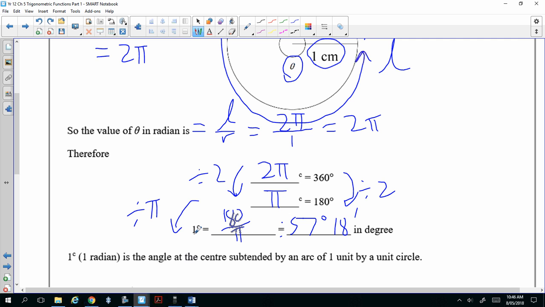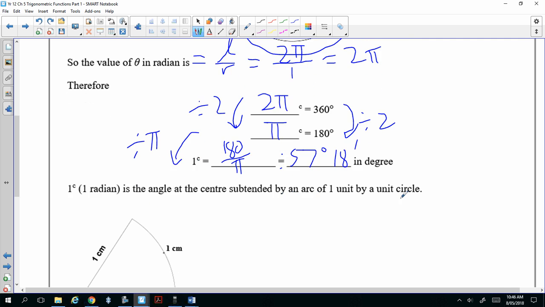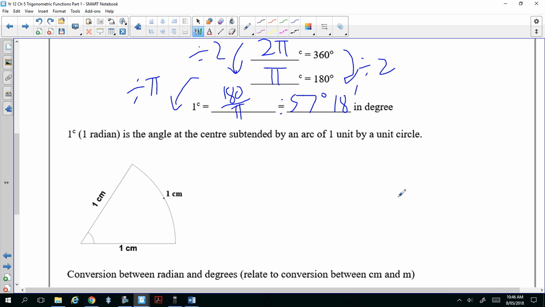Now, how do we make sense of this? We can visually see what 1 radian is, because from the definition of radian, theta is L over R, right? So for this angle, how many radian is this angle? It's 1 over 1, right? This is L, this is R. So 1 over 1, which is 1. That is exactly 1 radian.